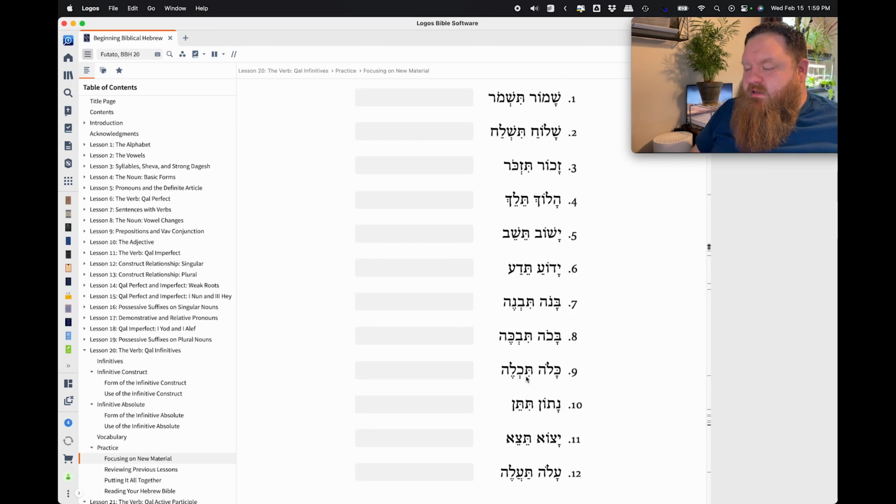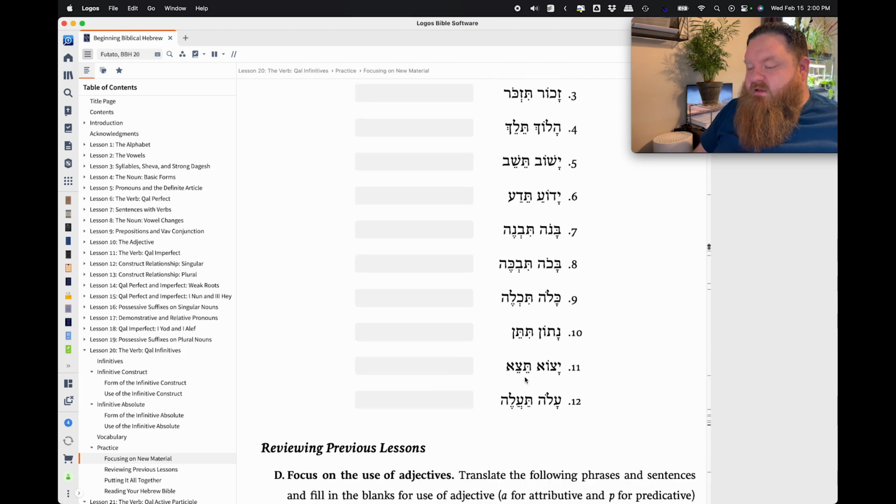All right, so number 9, tikle, from kala, to cease. Well, here would be to cease, but this would be either she will surely cease or you will surely cease. Number 10, nitain, either she will surely give or you will surely give. Number 11, tetse, this is from yatsa, so she will surely come forth, go forth, or you will surely go forth. And then number 12, alah is to go up or to ascend, so either she will surely go up or you will surely go up.